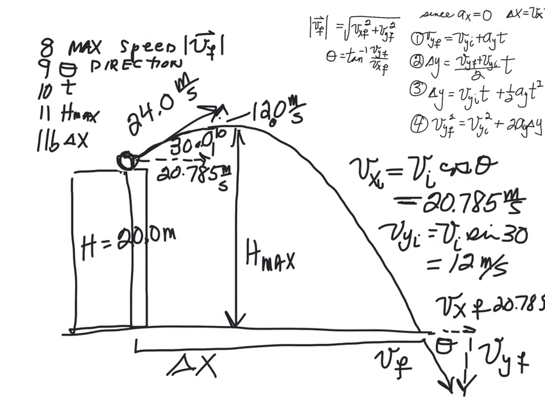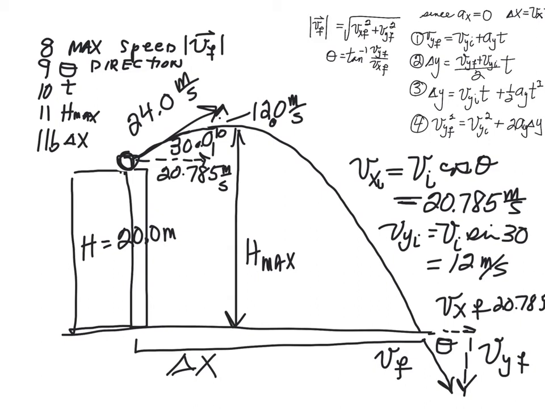Okay, hopefully by now you can do this without thinking. The Vx initial is just going to be the V initial times the cosine of the angle, 30 degrees, and that's what I got, and I wrote that down here so I can save it. And then the Vy initial is the V initial times the sine of 30, which is a half. So we get exactly 12 meters per second.